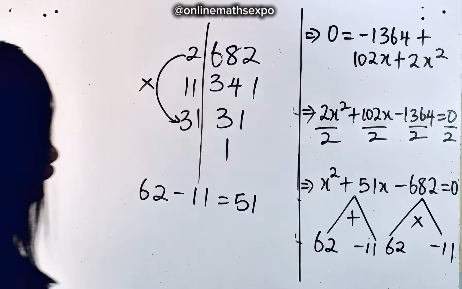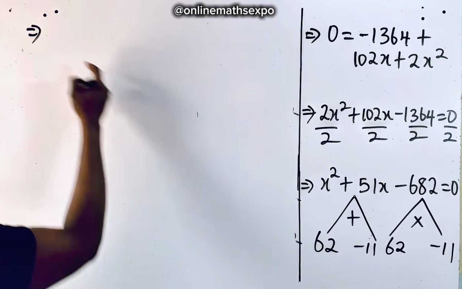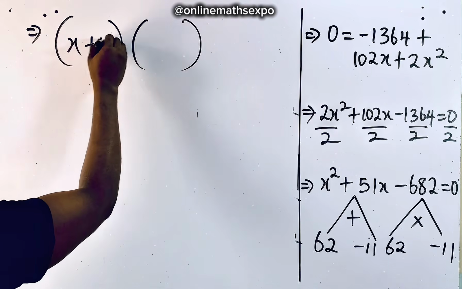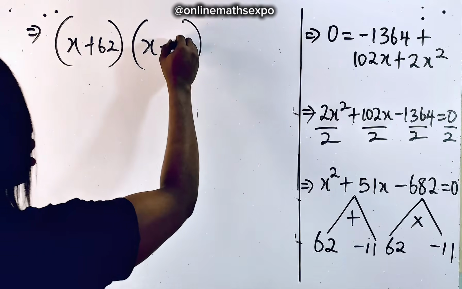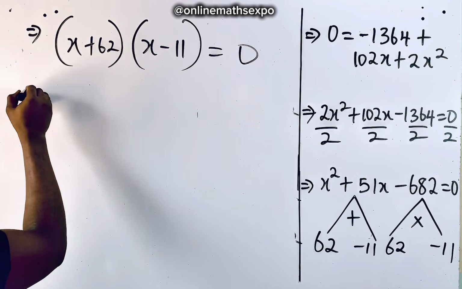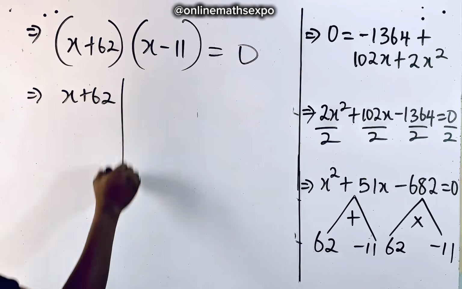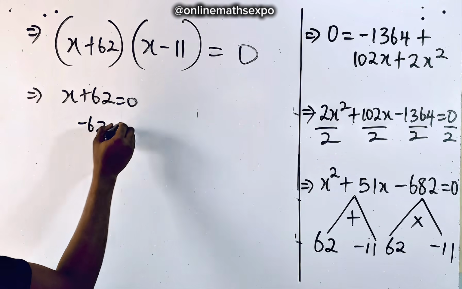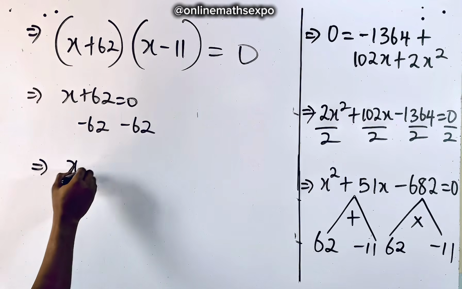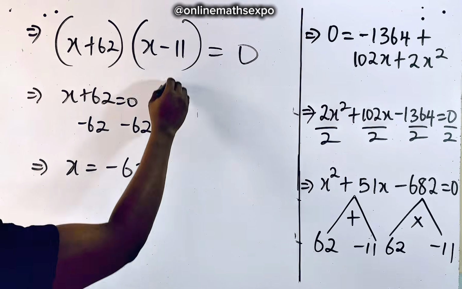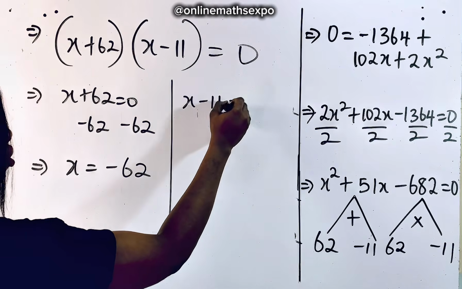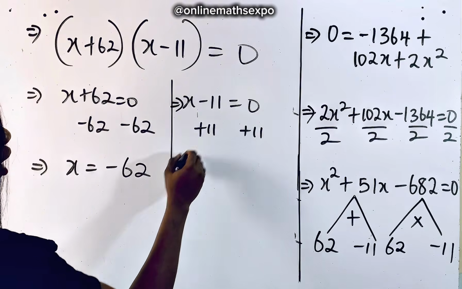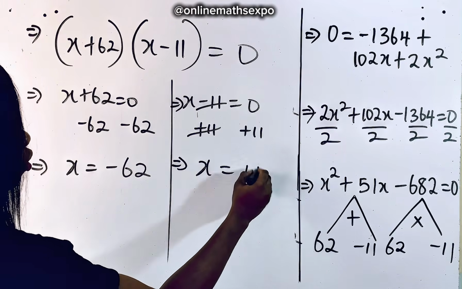Let's replace it to have. So we now have x, put one x here, and then this factor in here: (x plus 62)(x minus 11) is equal to 0. Then it means that x plus 62 is equal to 0. Let's solve this. So we subtract 62 from both sides. And if you do that, x is equal to negative 62. For this, x minus 11 is equal to 0. Add 11 to both sides. And when you do that, this takes off. x is equal to 11.